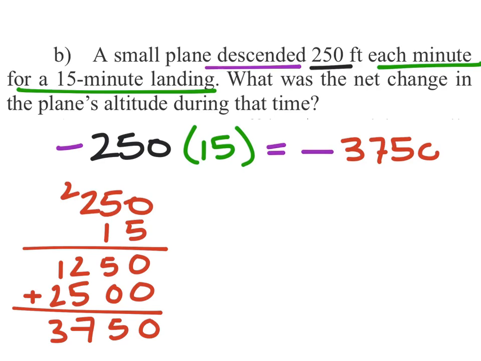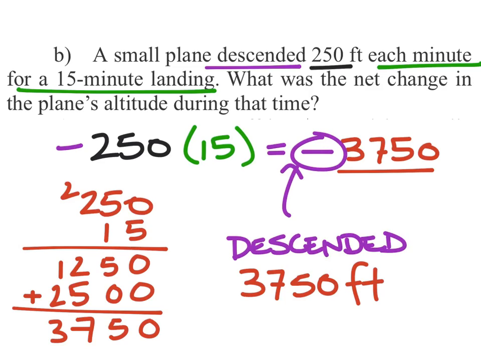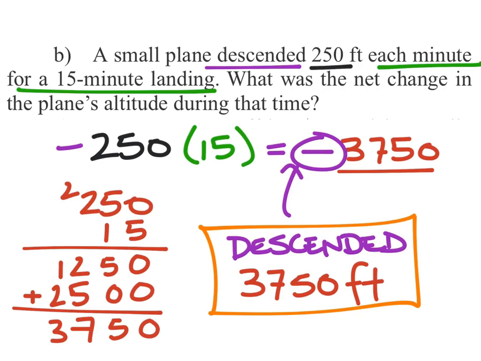3,750 as a math problem, but as a word problem, what is the change in altitude during that time? So again, the negative shows that it descended, and this is how far it descended, 3,750 feet. And that would be our final answer for this one.